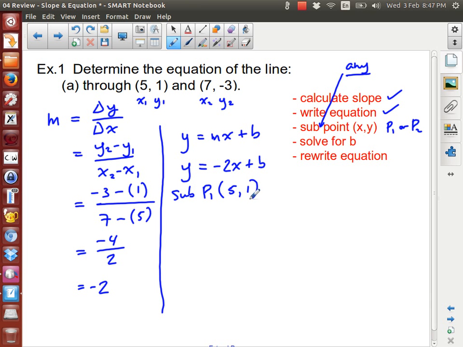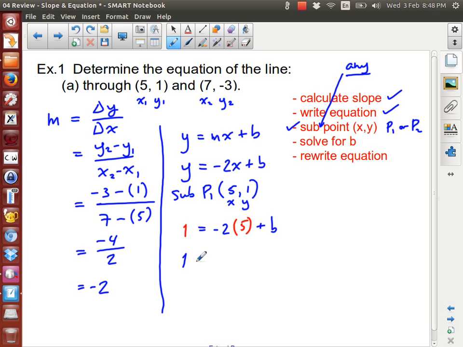And so what happens when I sub point 1? Well, remember, this is my x value and this is my y value. So instead of y, what do I write? I actually write the number 1 equals -2, and instead of an x, I'm going to substitute x was equal to 5. And that's going to be plus b. The reason why we're doing this is because we're trying to solve for b. So I just went ahead and I subbed a point. Now I have to do this step, solve for b.